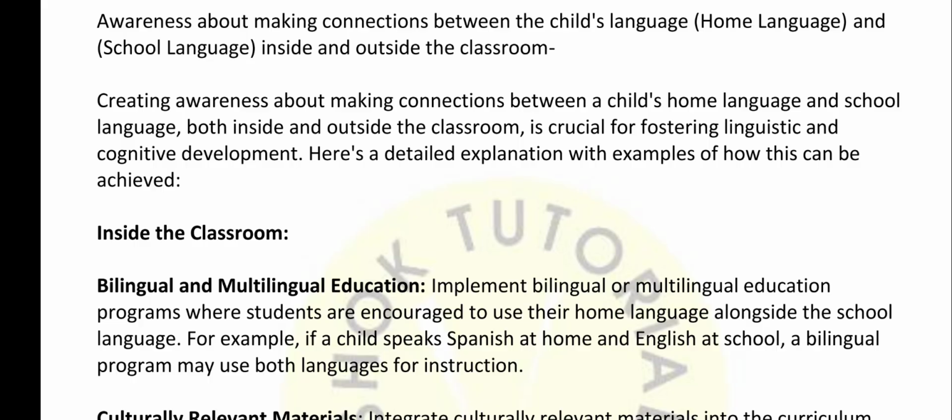So it is important, all right? It is important that you connect the home language of the child and the school language of the child, so that the child understands the language and is able to comprehend what he or she is learning in the classroom with the outside world. So here is a detailed explanation with examples of how we can connect classroom language with the home language inside and outside the classroom.